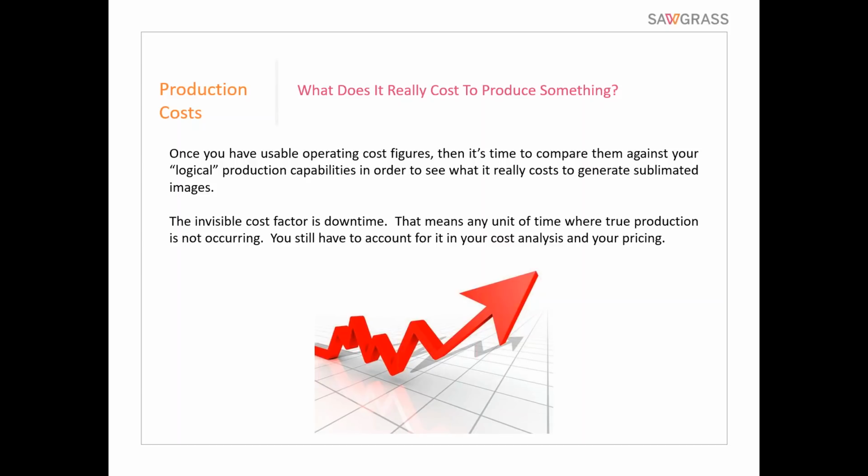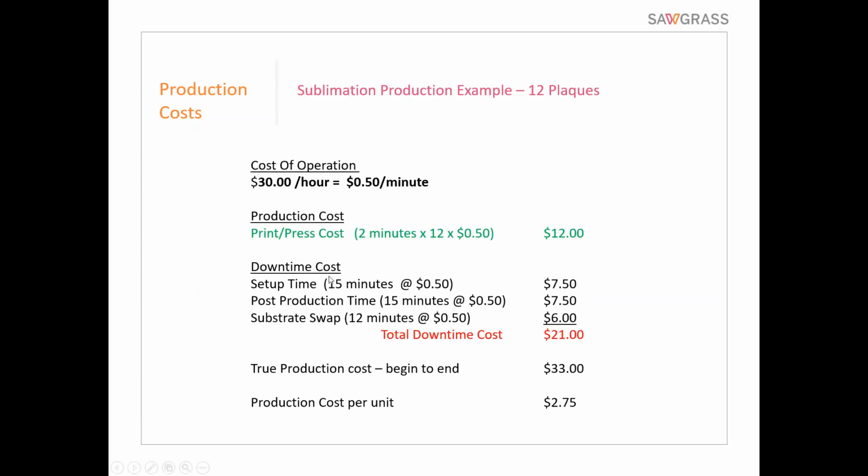So what does it really cost to produce something? I showed you sort of rough. I'm going to show you just a little more detailed real quick. Okay. So let's say we're going to stick with $30 per hour, and let's say we want to do 12 plaques. All right. Let's say that our print and press cost was 2 minutes basically per plaque times 12 times 50 cents per minute. So our true production is $12.